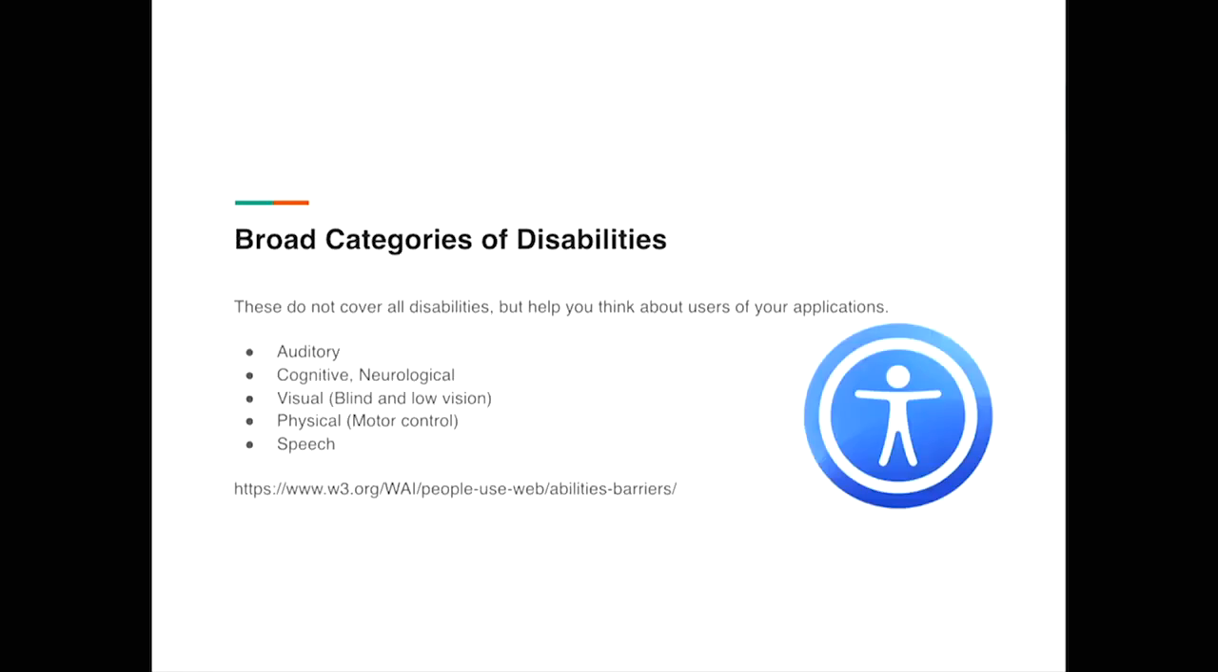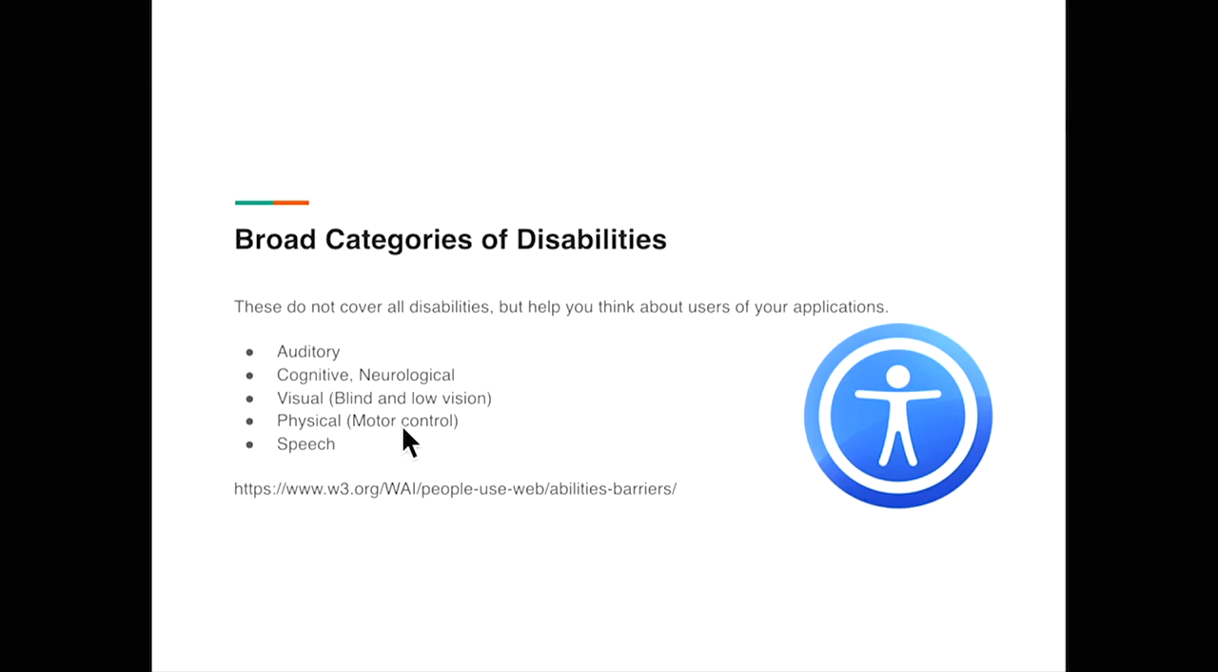So we're grouping these into 5 broad categories. Of course, these don't cover all types of disability, but they help us think about how we might adapt our applications. Auditory: if you have a hearing impairment, what do you need to use an application successfully? Cognitive or neurological disability, so things like ADHD, dyslexia, tools that you need for reading and comprehending information. Visual impairments, so blindness, partial blindness. Physical impairments, so motor disabilities.